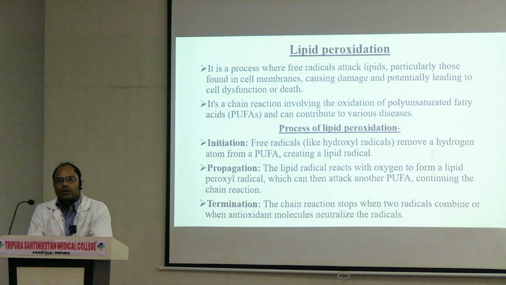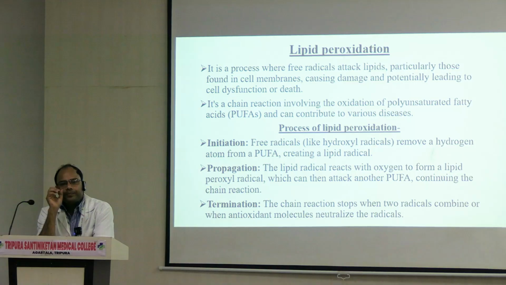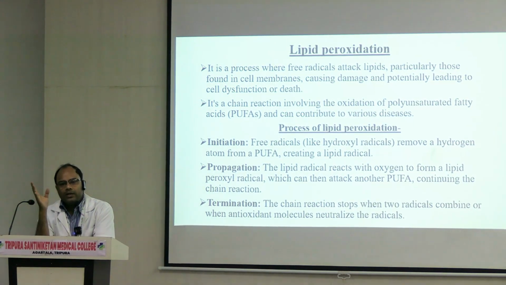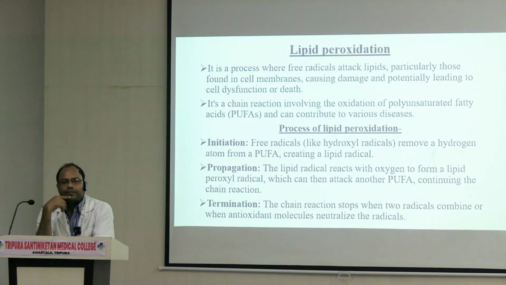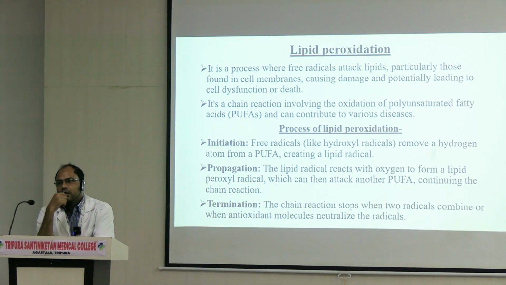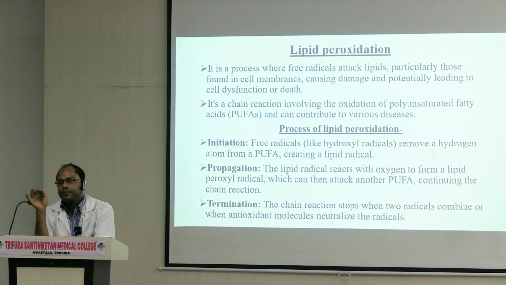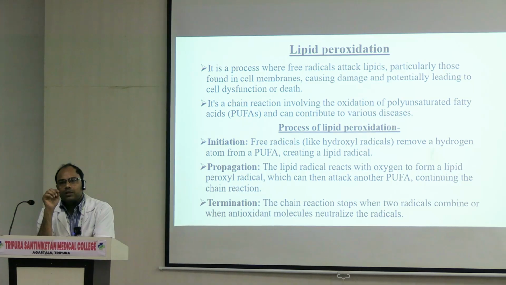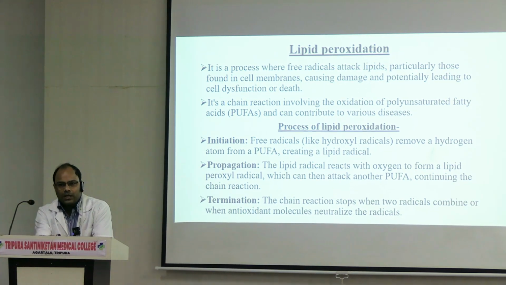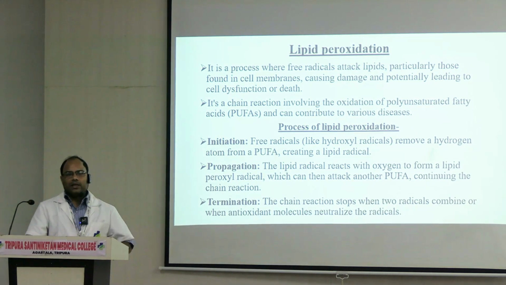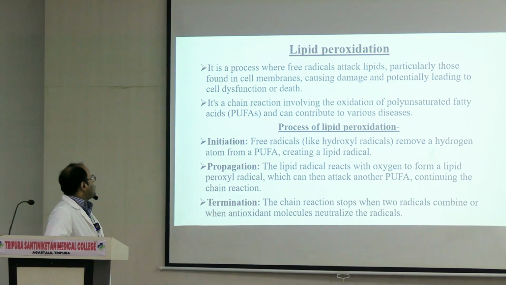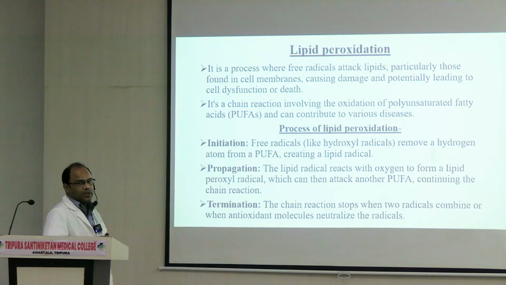All of you know the cell membrane has a lipid bilayer. It has a hydrophilic outside and a hydrophobic lipid inside. A lot of PUFA is there, and PUFA has side chains. This chain has some double bonds, and a radical can attack this double bond structure and generate lipid radicals. So you may be asked in the exam, short note.